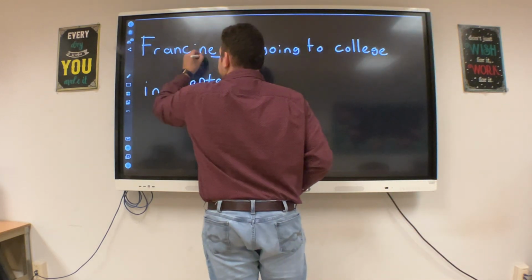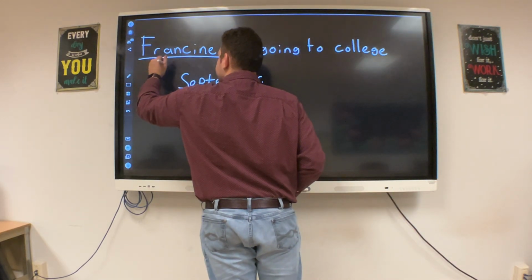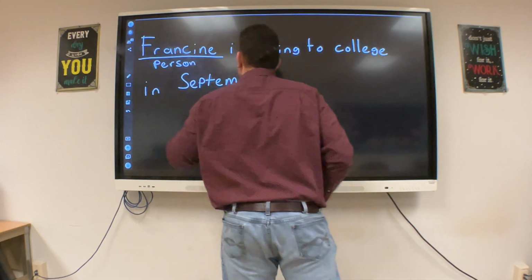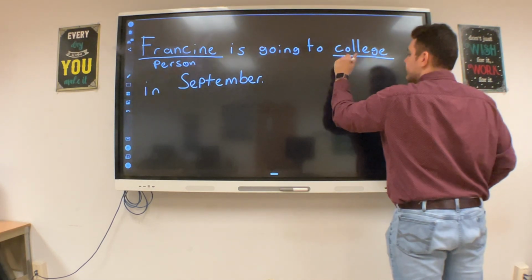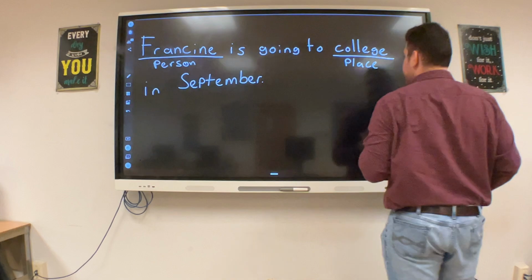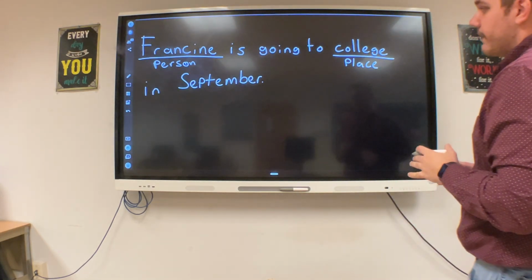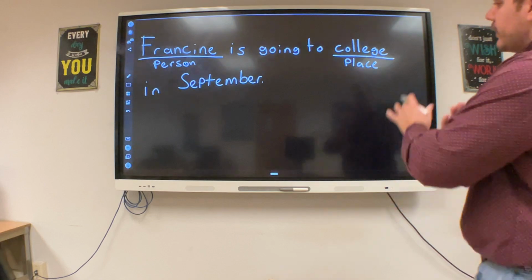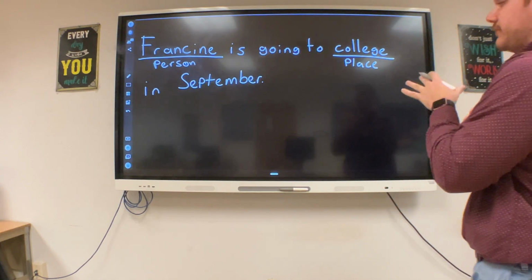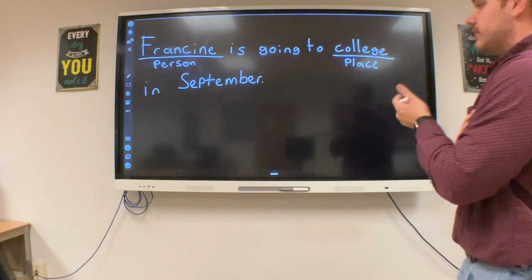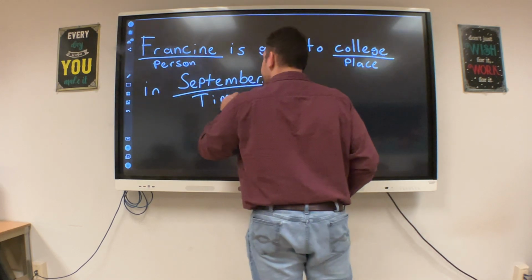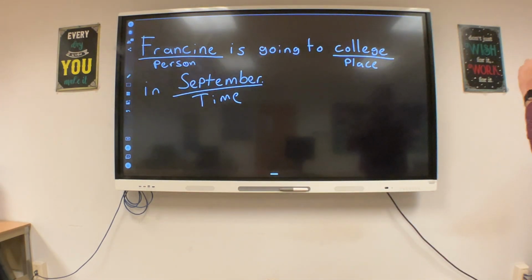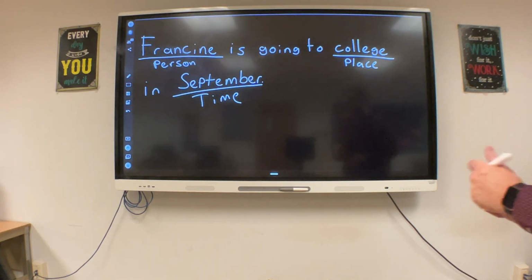Of course, Francine is gonna be a noun because she is a person. And college is gonna be a noun because that is a place. Now it doesn't tell us which college, and that's gonna be the proper nouns. We're gonna get more into that. But a college is a physical place that you could go to. You could go to the campus, and so it would be a noun. And September is going to be a noun, but it's going to be a time because it's referring to a specific point in time. We know September is a specific time of the year, so it is a noun.